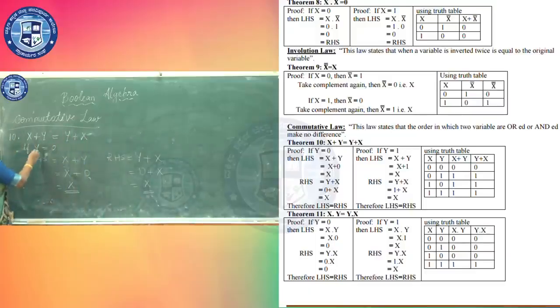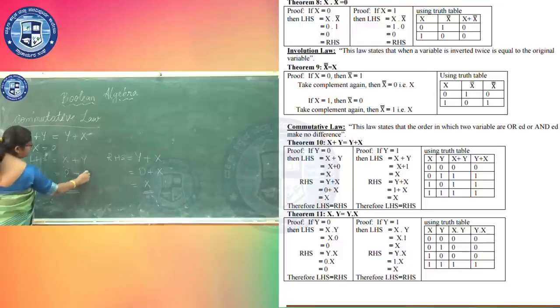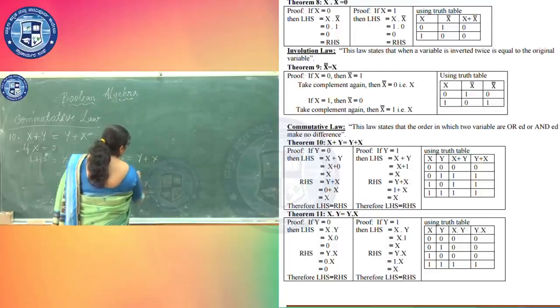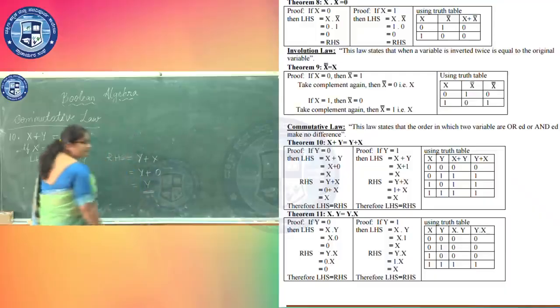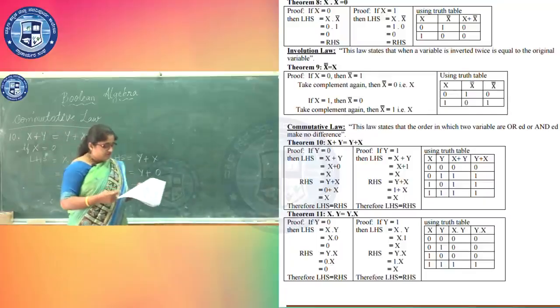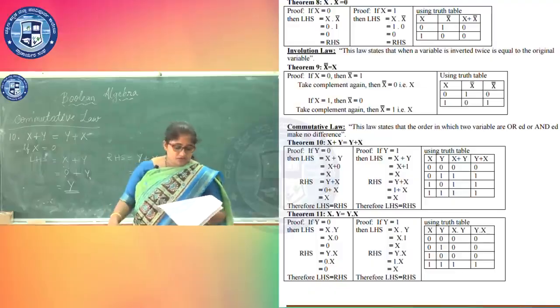Here you can take the value of x also to be 0. If you take the value of x to be 0, this will be 0 plus y, and you get the answer of LHS to be y. And here, y plus x, you can have y plus 0 and you will get the value y. This is also possible. You can take the value of x to be 0, or you can have the value of y to be 0. In the notes I have taken the value of y to be 0 and 1.